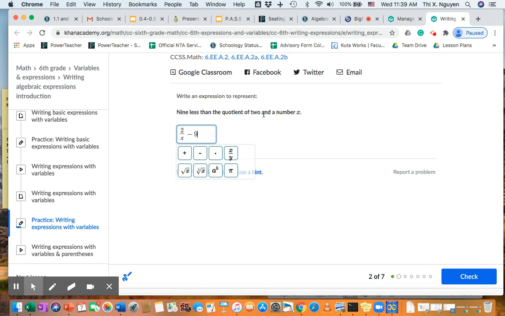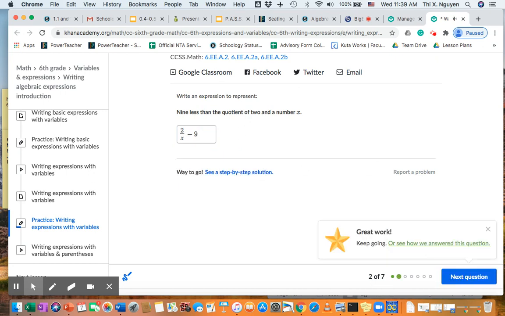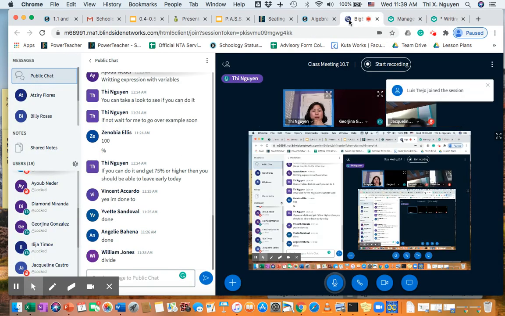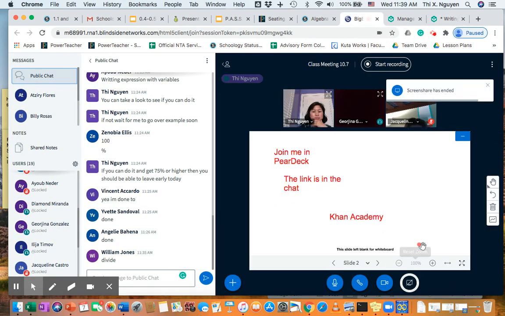So quotient of 2. This is the order. This is the hardest statement in this exercise. Quotient of 2 and a number. So 2 first, so that's why 2 is on the top. Number, they said second, so that's why x is on the bottom. If it's 9 less than something, I will subtract 9 from this whole thing. Okay, and then I can check. Okay, that's good. So go ahead and start on this exercise. Like I said, if you want me to check on your work, say, Miss Nguyen, can I share my screen? We can look at the problem and you can do it. Okay.